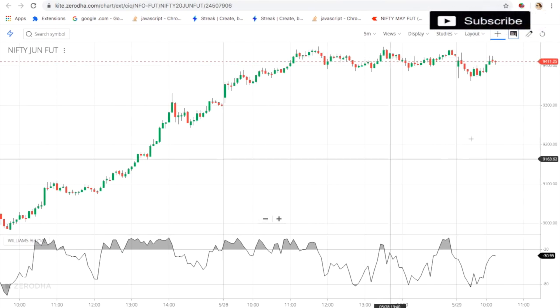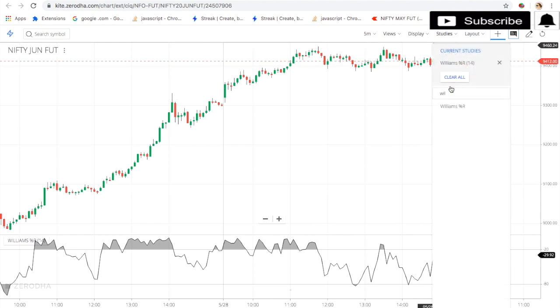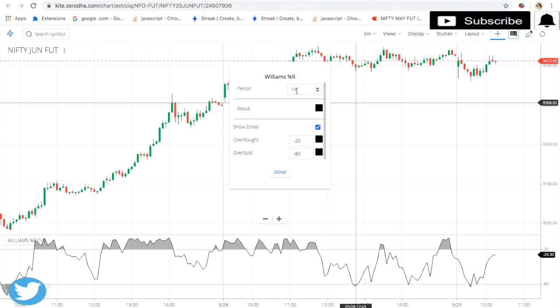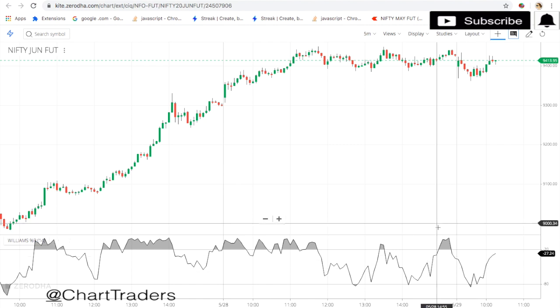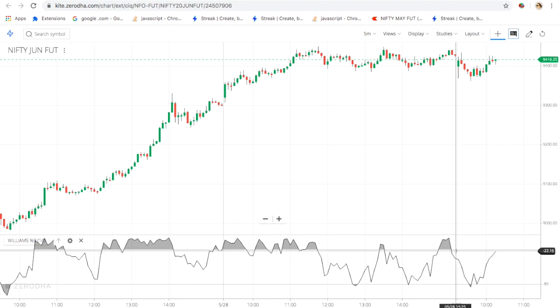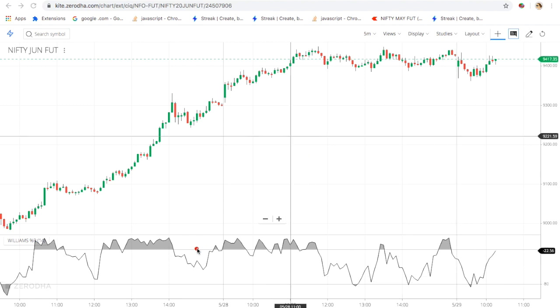Now, in order to add Williams Percentile R, just go to studies and add Williams Percentile R, and it is going to ask for the period, overbought zone and oversold zone. It oscillates here: the highest point is 0 and the lowest point is -100. So it oscillates between 0 and -100. The -20 is the overbought zone and -80 is the oversold zone. Whenever Williams crosses -20, it crosses the previous 14-day high. Whenever it crosses -80, it crosses the previous 14-day low. So we will see with the help of an example.